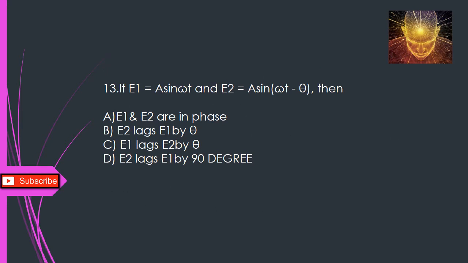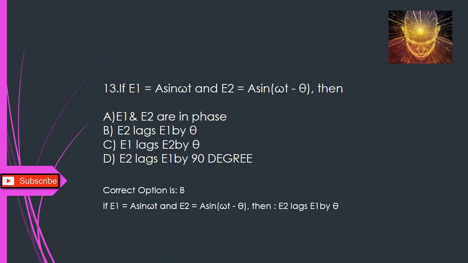If E1 equals A cos omega t and E2 equals A sin(omega t - theta), then: A. E1 and E2 are in phase. B. E2 lags E1 by theta. C. E1 lags E2 by theta. D. E2 lags E1 by 90 degrees. Correct option is B. E2 lags E1 by theta.